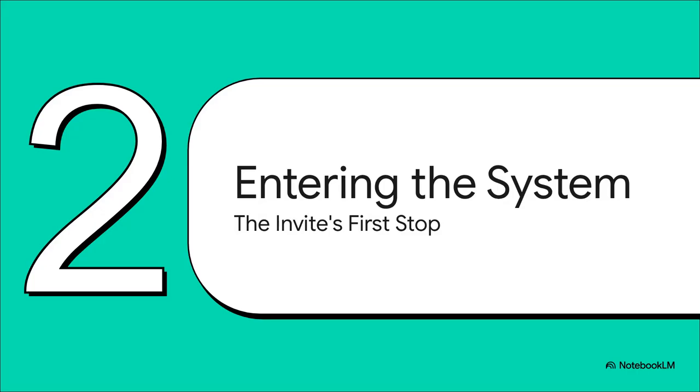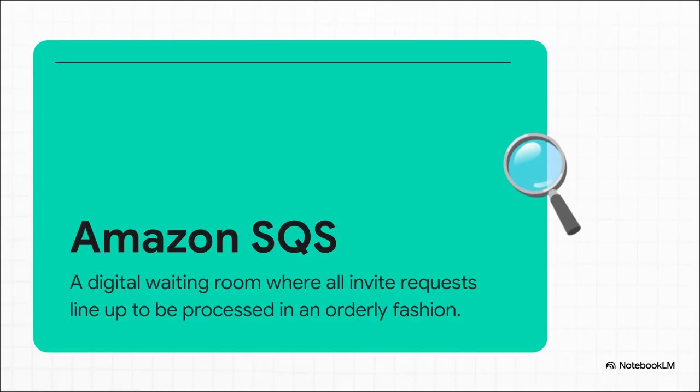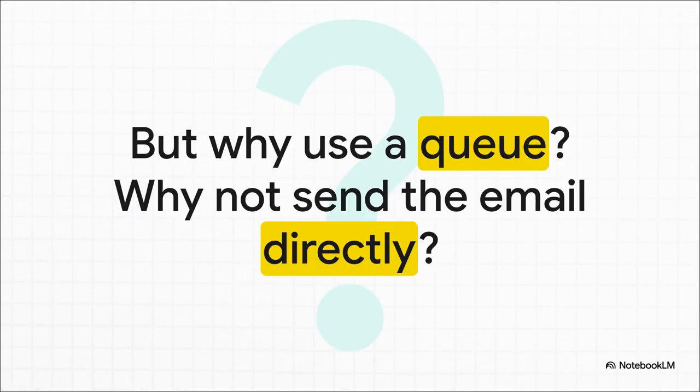Okay, so you've clicked send. Where does our invite go first? You might think it goes straight to an email server, but nope. It enters the system at a very specific and very important first stop. And that first stop is a service called Amazon SQS, which stands for Simple Queue Service. Honestly, the best way to think about this is like a super smart digital mailbox. It's basically a waiting room where every single invite request gets in line, all waiting patiently to be processed, one by one.